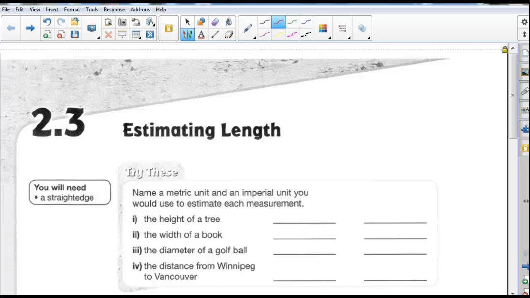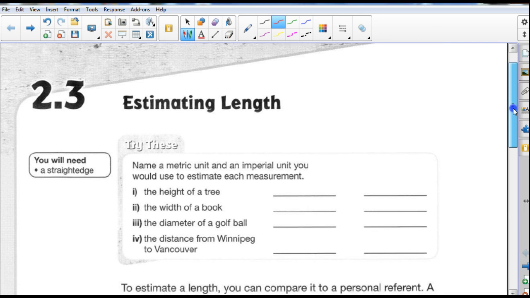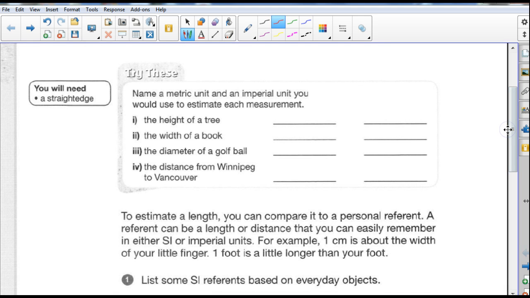Okay, this is 2.3 of Chapter 2, Estimating Length. You will need a straight edge or ruler to do some practice on this. All right, well, let's try these. Name a metric unit and an imperial unit you would use to estimate each measurement.